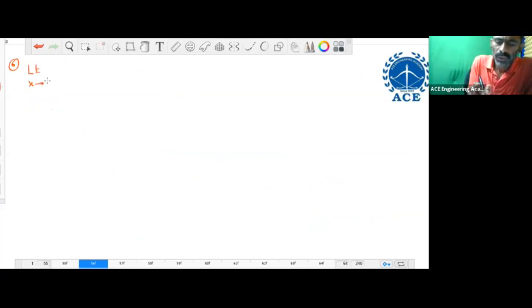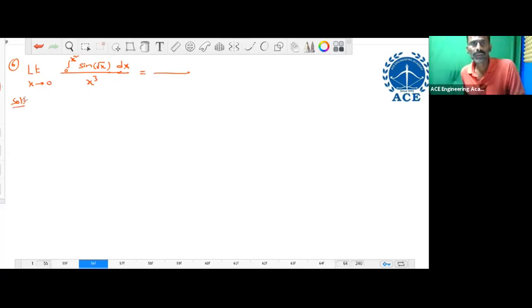Limit x tends to 0 of something by something, that is, numerator function by denominator function. In the numerator, the integral from 0 to x square of sine of root x dx. In the denominator, x cube. The numerator is an integral, and in the denominator, just the x cube function.